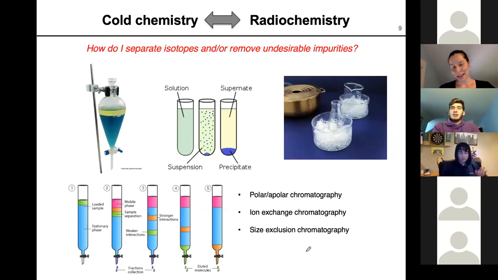The challenge is that now our samples are not pretty and colorful, so we won't be able to see them because they're so dilute. We really need to be very aware of where our sample is and how much sample we have loaded, and we essentially have to do good accounting. For instance, when we do chromatography on a radioactive sample, we need to know how much radioactivity we have loaded on our column and how much is coming off in which fraction, so that we can make sure that we collect the correct amount of activity in the correct fraction appropriately.